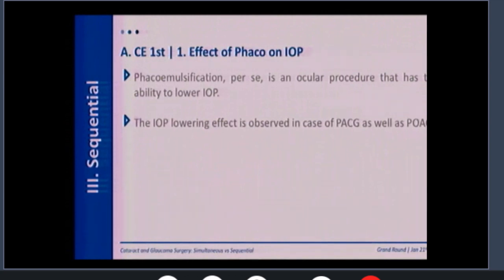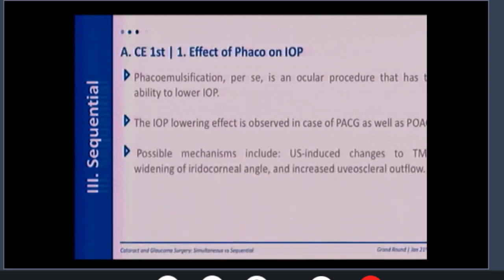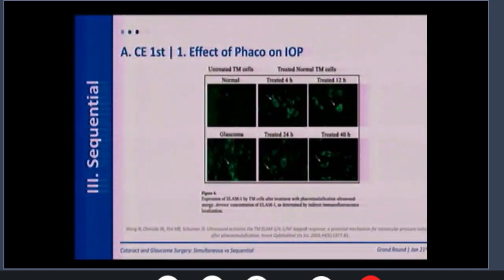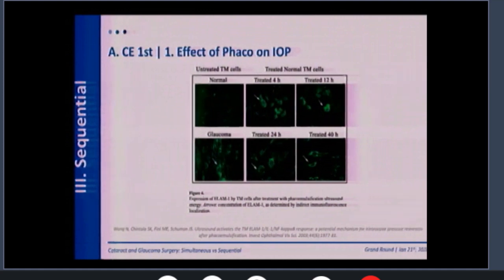The IOP lowering effect that's observed after phaco is more prominent in patients with angle closure, and less prominent in patients with open angle. There are a lot of mechanisms that might explain the IOP lowering effect of phaco, whether it's ultrasound induced, widening of the angle, or increased uveoscleral outflow. This is one of the fluorescence studies that shows increased expression of one of the adhesion molecules after phaco, and this in turn is thought to increase the outflow through the trabecular meshwork.